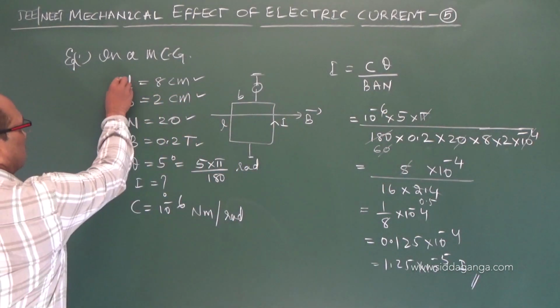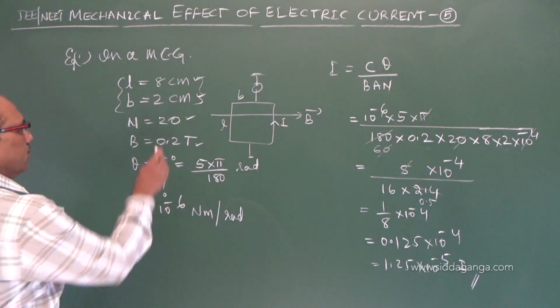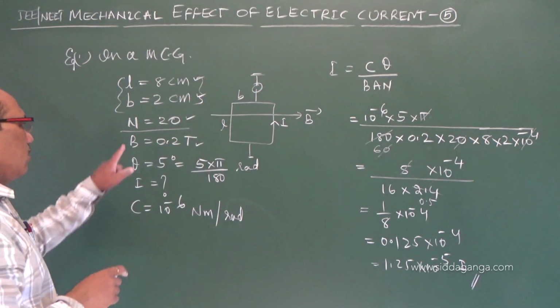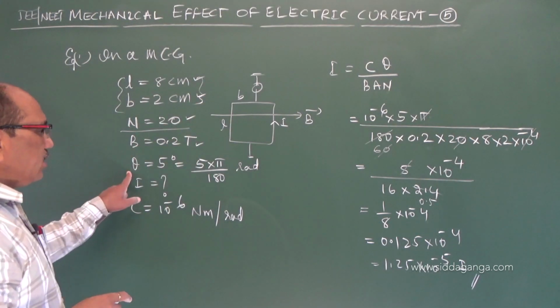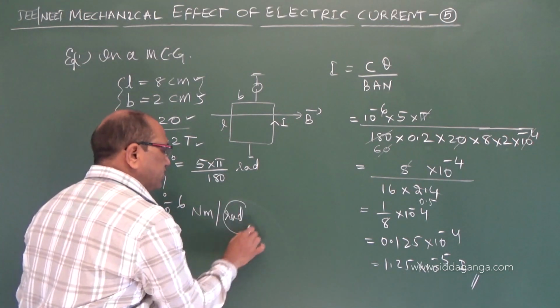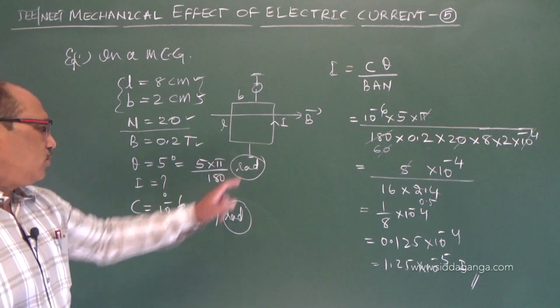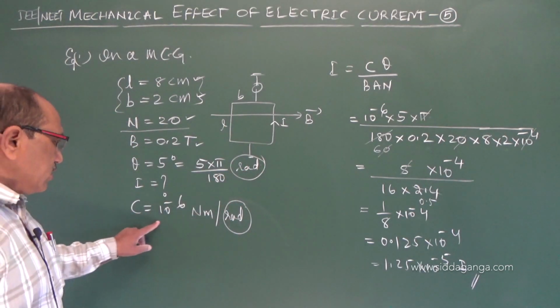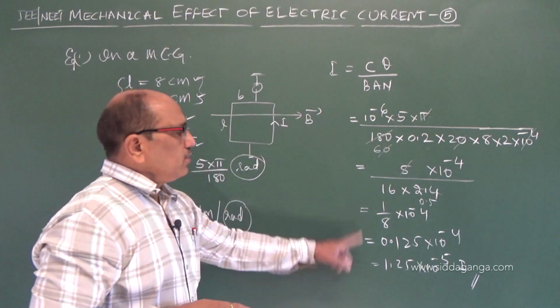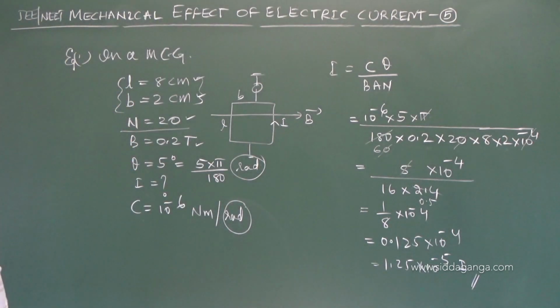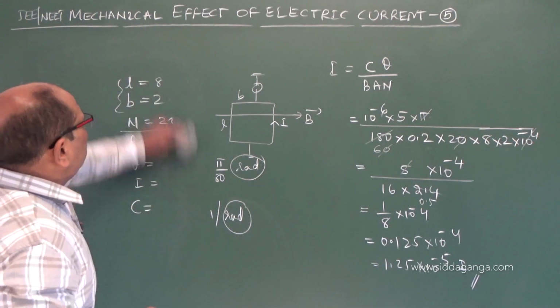So remember, the area of the coil is given, the number of turns given, the magnetic field given, and theta, be very careful: if it is in degree, it should be in degree only. If it is in radian, you have to convert into radian. When you read the couple per unit twist, substitute in that relation to find it. Coming to the next one.